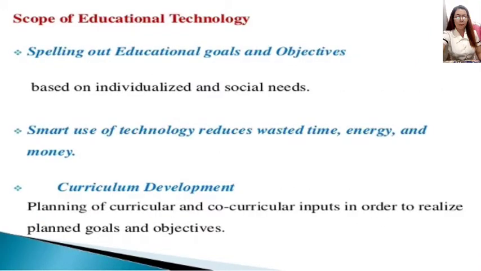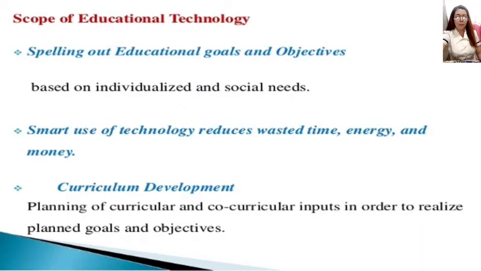The next one is the scope of educational technology. First is spelling out educational goals and objectives. It is based on individualized and social needs. Next is the smart use of technology, which reduces wasted time, energy, and money. We all know that technology makes our life more convenient.